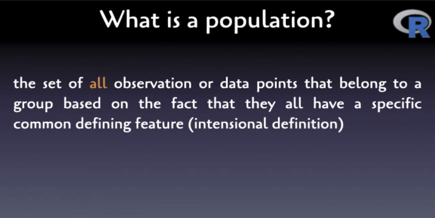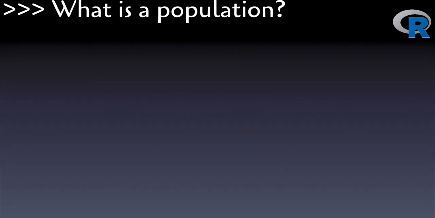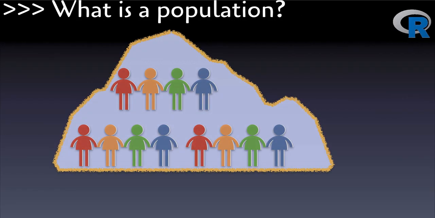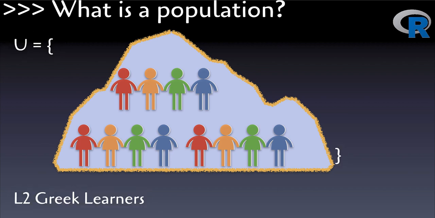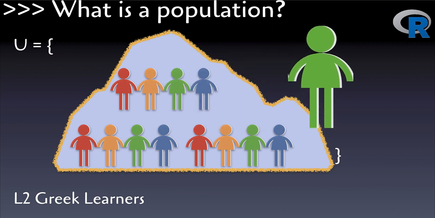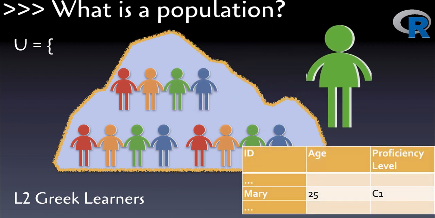Let's start with population. This term in statistics differs from its everyday use. It refers to the set of all observations or data points with a specific common feature. For instance, the set of students that learn Greek as a second or foreign language, they can also be called L2 Greek learners, can be considered a population. Each student that belongs to that set, with measurable attributes like age or proficiency level, is a data point. This data can be recorded and analyzed with R.